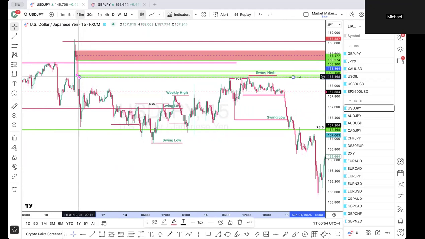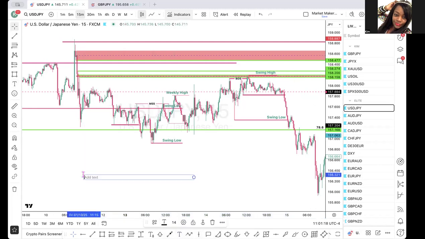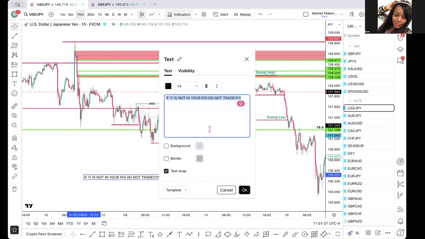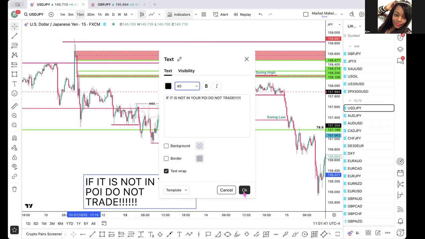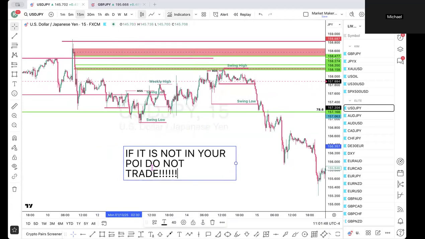Hold on, let me move that. Even if you just marked up this imbalance right here, don't trade it until it gets there. Just set an alert because I'm telling you, the market will trick you out of your trade. If it is not in your POI, do not trade it. Let me write that down. If it is not in your POI, do not trade. Do y'all understand that? Yes.